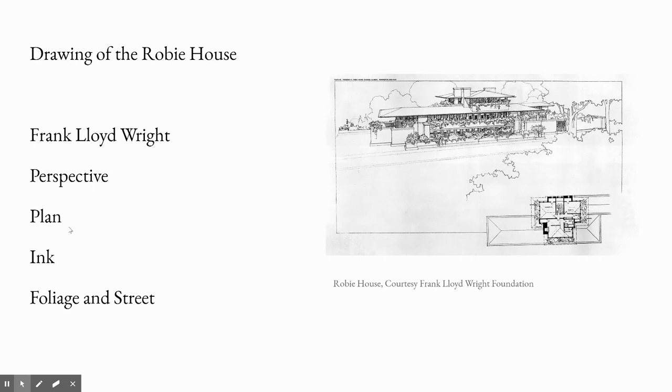This is an example of another hand-drawn representation of the Robie House by Frank Lloyd Wright. It's an ink-drawn representation of a perspective and a plan. The details included in the drawing help the viewer visualize the building.